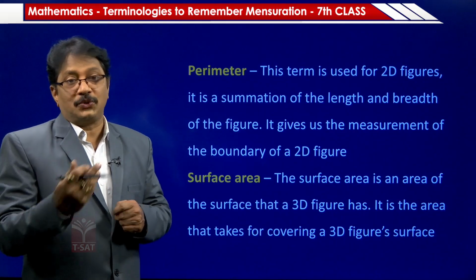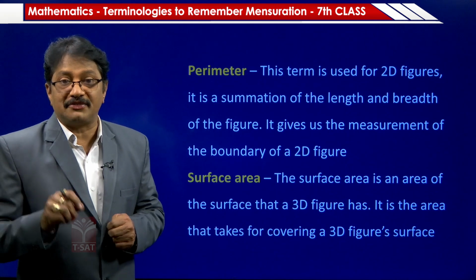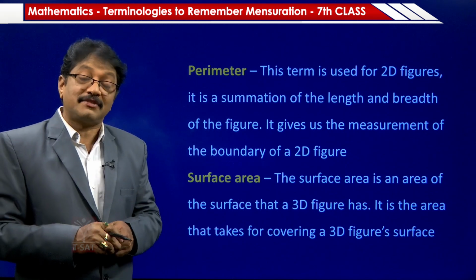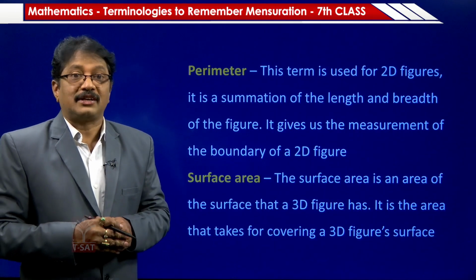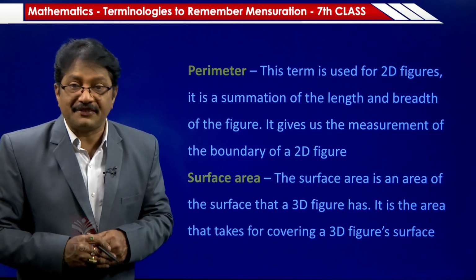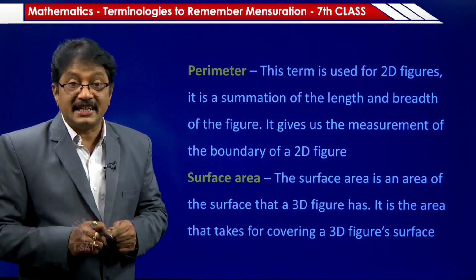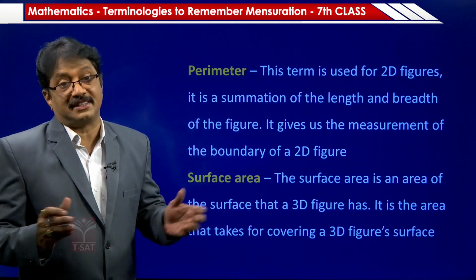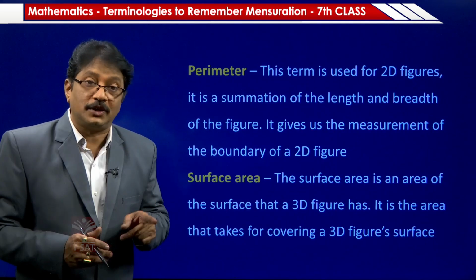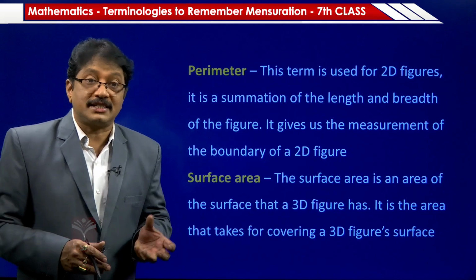So you have to say, the perimeter is the summation of the length and breadth of the figure, or the total measurement of the boundary of the 2D figure. This is very important. Now coming to the surface area. The surface area is the area of the surface the 3D figure has. It is the area it takes for covering the 3D figure's surfaces. That's the reason we are using 2 words. One is called lateral surface area. The second one is called total surface area.